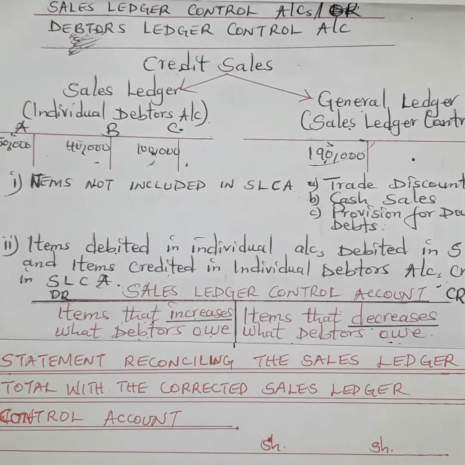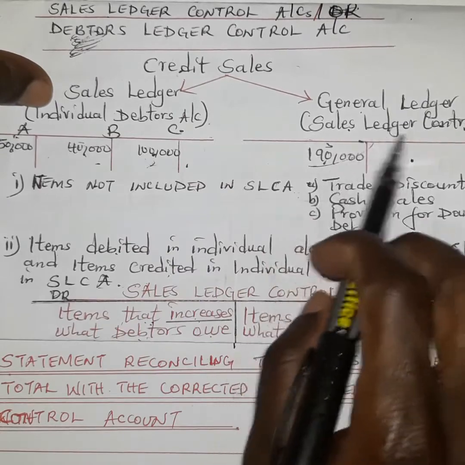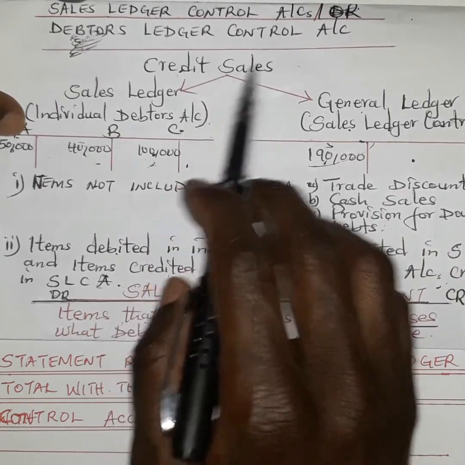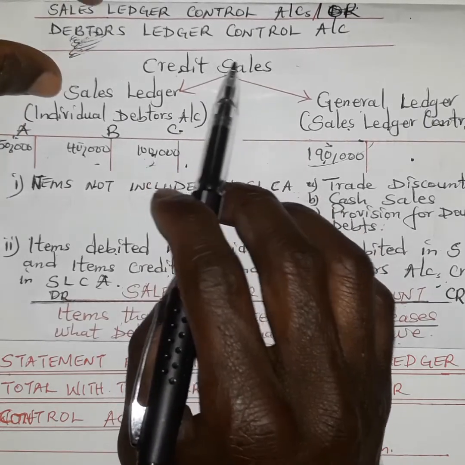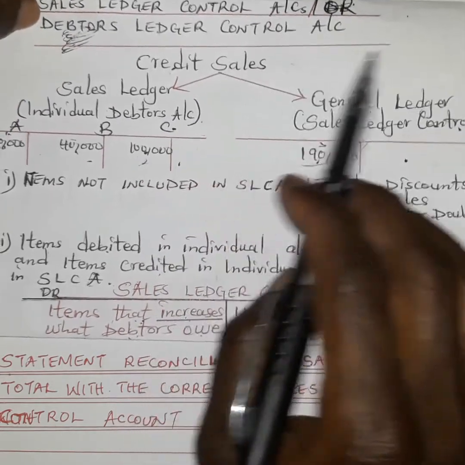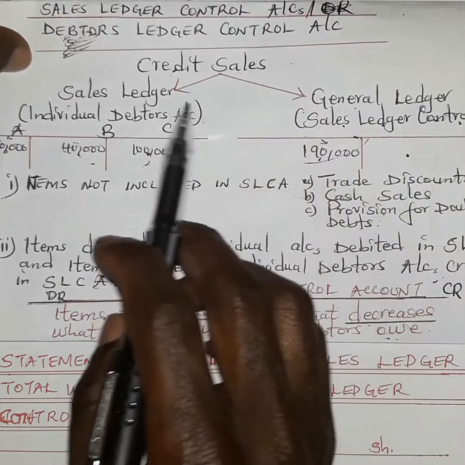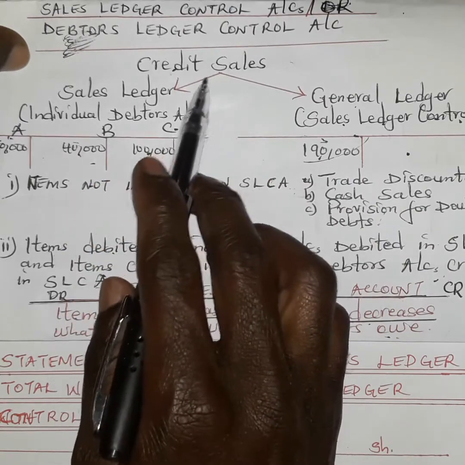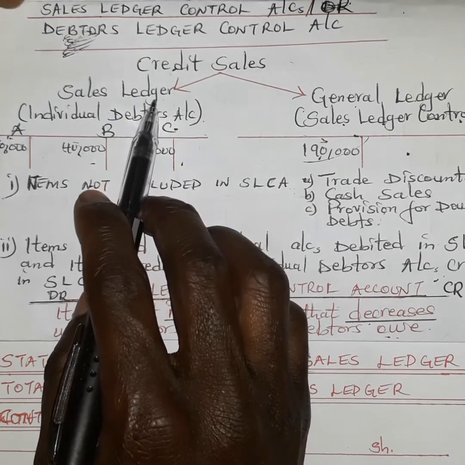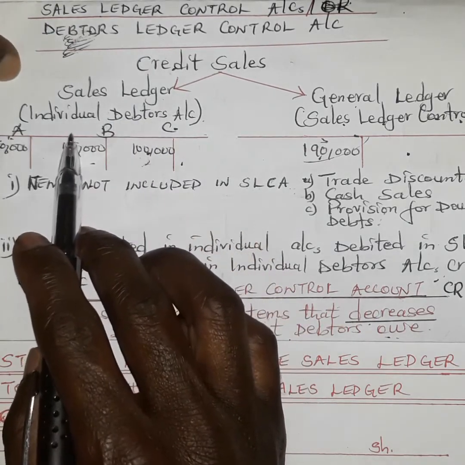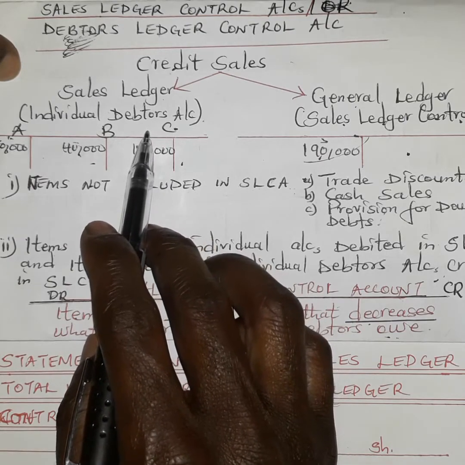Now, we are talking about the sales ledger account and the sales ledger control account. Both of them relate to what is known as credit sales, whereby sales are made and not paid. There is deferred payment in that case. The sales are paid for at a later date. When we make credit sales, we record them in the sales ledger, and under the sales ledger, we have the individual debtors. These are the people who owe the business money.